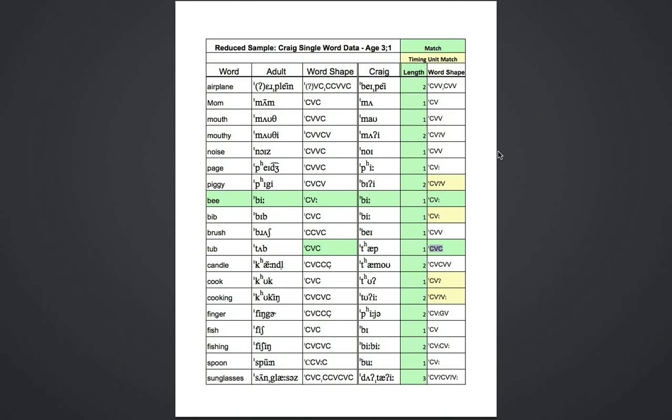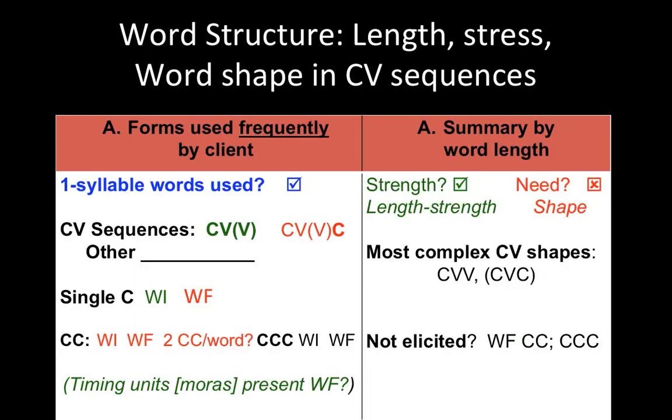In terms of single consonants, the word initial position is a strength because he has it in every word, so green. But as for consonants in word final position, there is only 1 instance, so that also would be red for a need. Great, so now that we've checked off all the sections in the 1 syllable box, let's look over here at the summary section. This will help us later to quickly review the data that we're currently analyzing.